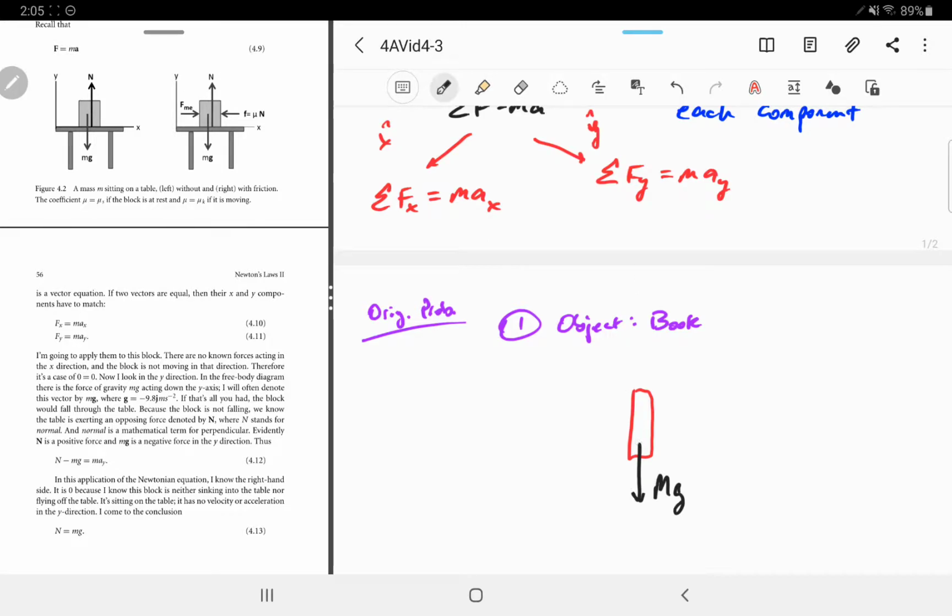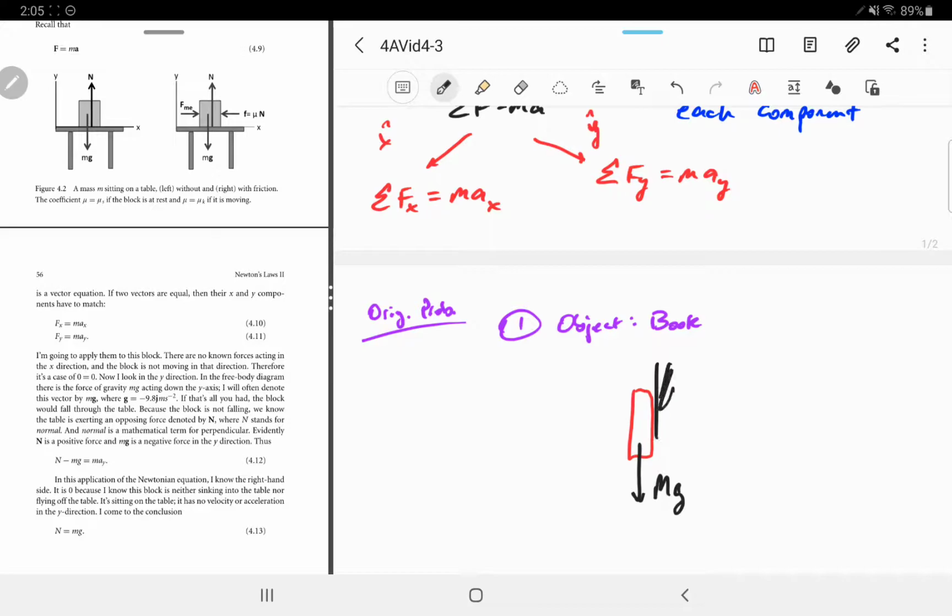So you're allowed to turn your brain off for weight. That's always going to be vertically downwards like this. However, you have to turn your brain back on at this point. You can't just say the normal force is upward. This is not true for this problem. On a horizontal surface, you can do this, but here the surface is vertical.